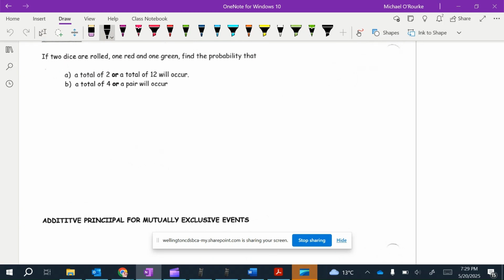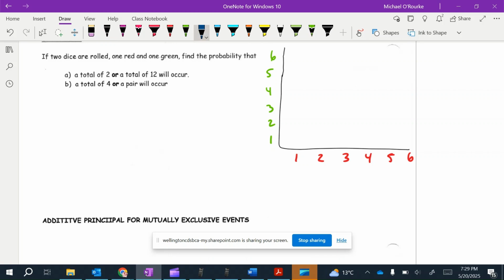This is one thing you're going to have to build, a sum chart for two dice. So we have one red die and one green die. Our red die, we could roll a 1, a 2, a 3, a 4, a 5, and a 6. And our green die, we could roll a 1, a 2, a 3, a 4, a 5, and a 6. So you can roll any. When I roll two dice, those are all the possibilities. What goes in the middle here is the total.